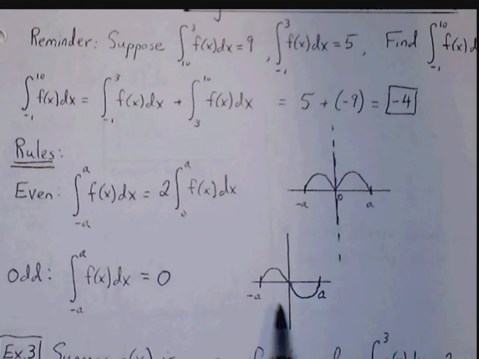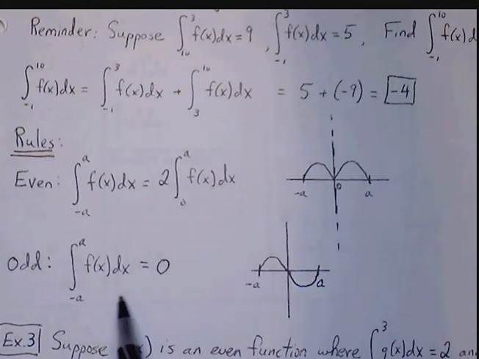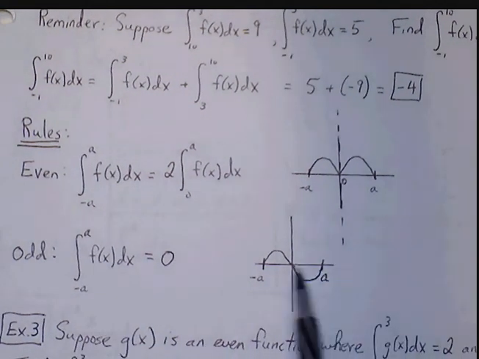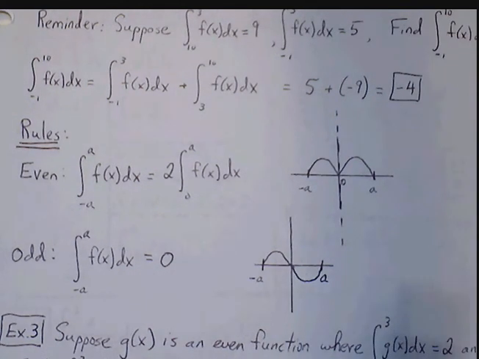An odd function has symmetry about the origin, so anything that is on one side will be the opposite on the other. So if I find the definite integral from negative a to a, it will always cancel out to be 0. I'm always going to have a positive portion and a negative portion, and they will always cancel each other out.